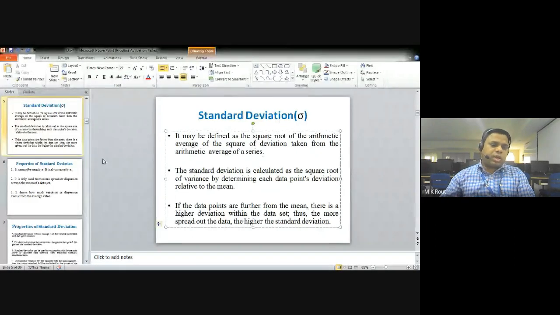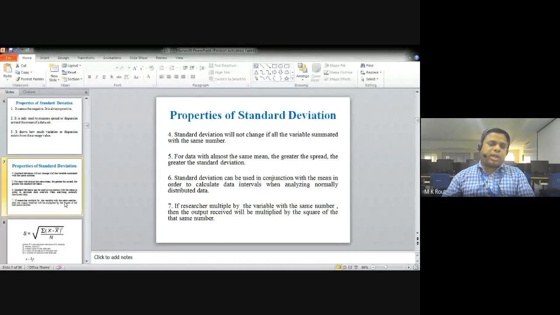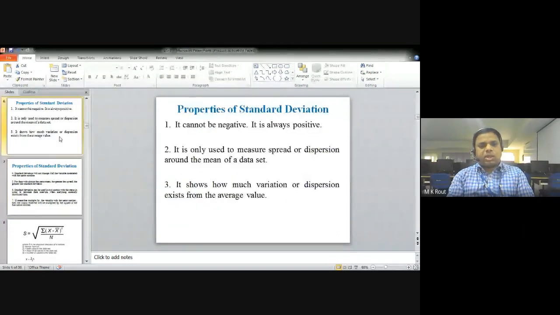Moving to the next one: the properties of standard deviation. First, it cannot be negative; the result is always positive. The next property is that it is only used to measure spread or dispersion around the mean of data.